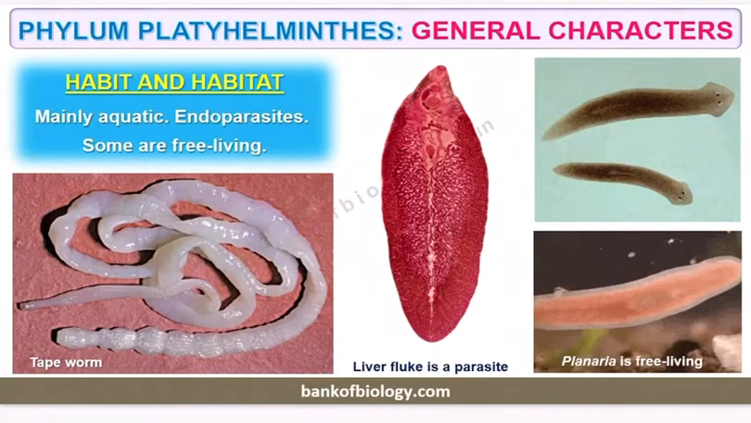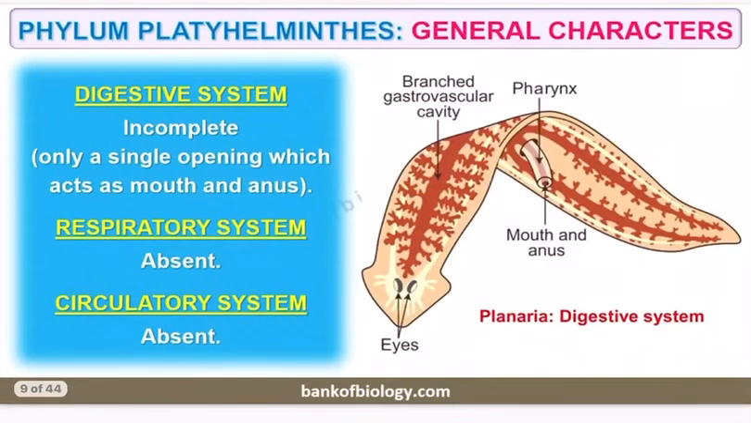Mainly aquatic, then water. They are endoparasites, means an animal that will be present inside of a host and sucks the nutrients in the form of blood and other tissues. So we say endoparasite. And some of them are free living. Like liver fluke is a parasite, tapeworm is a parasite, that too endoparasite, and of course planaria is free living.